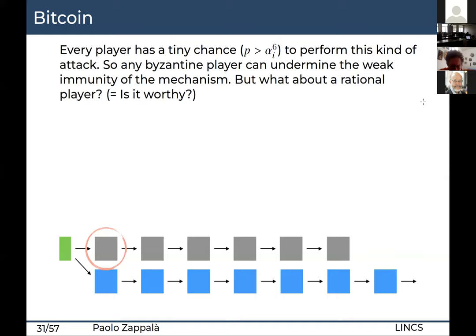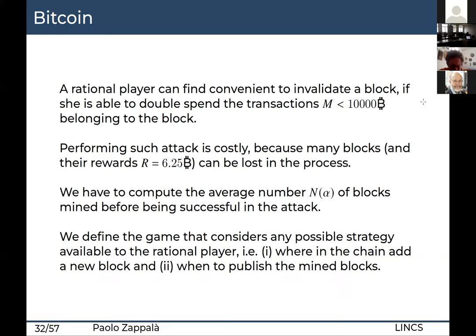And the idea is that, okay, we have a block with a transaction, I'm a rational player, I not only bought a car, but did something else, and I published some transaction in a block, and I want to revert it. So we fix to M the number of transactions that I'm doing in this block. Usually a block has 10,000 bitcoins that are exchanged, so we can find a limit to the value of a block. I want to revert them, and to revert them, there's a risk of losing some blocks.